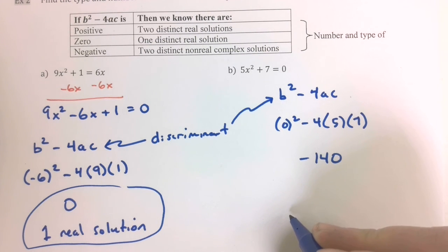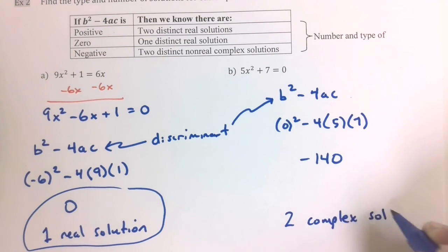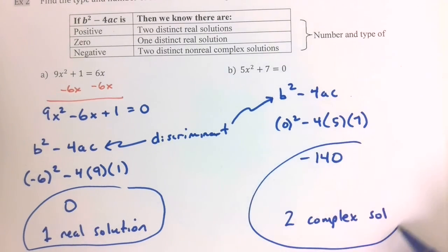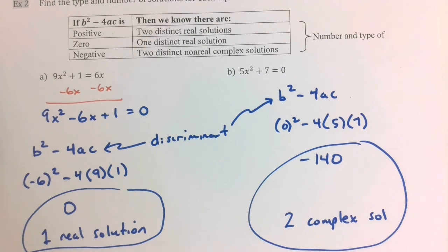And then the type and number of solutions, there are 2 non-real complex solutions. That's the phrase that the book is going to use. So the discriminant itself is equal to negative 140. And what that tells us, using that little table, is that we have two complex number solutions. Technically, two distinct non-real complex solutions, but most people say two complex solutions.